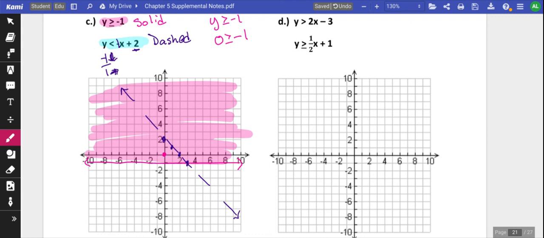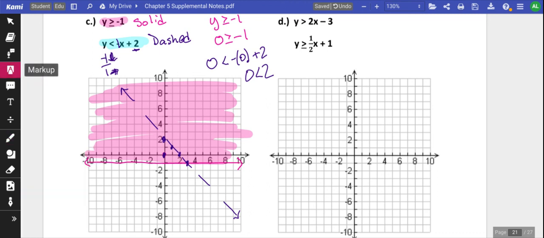Make sure you make those lines go pretty much the whole length of your graph, because if they don't intersect, it's going to be hard to see where those two bits of shading overlap. Same deal: am I going to shade above my dash line or below? I'll test my 0, 0 point. Is 0 less than 0 plus 2? So is 0 less than 2? Yes, 0 is less than 2. So that 0, 0 test point is the side I'm going to shade.